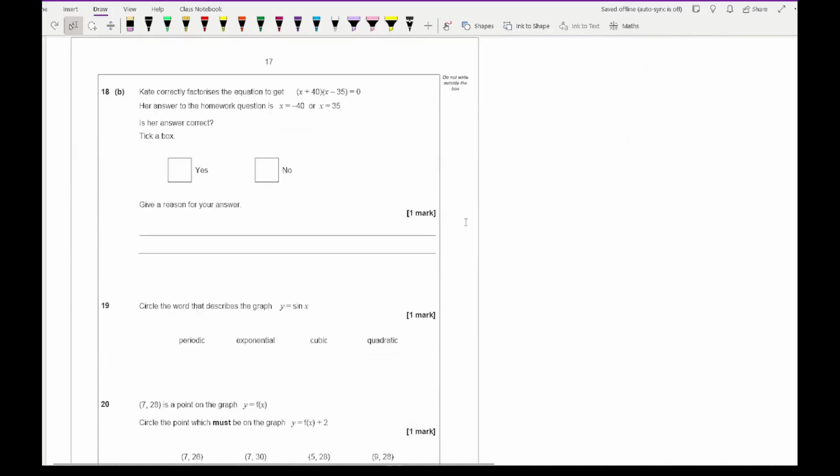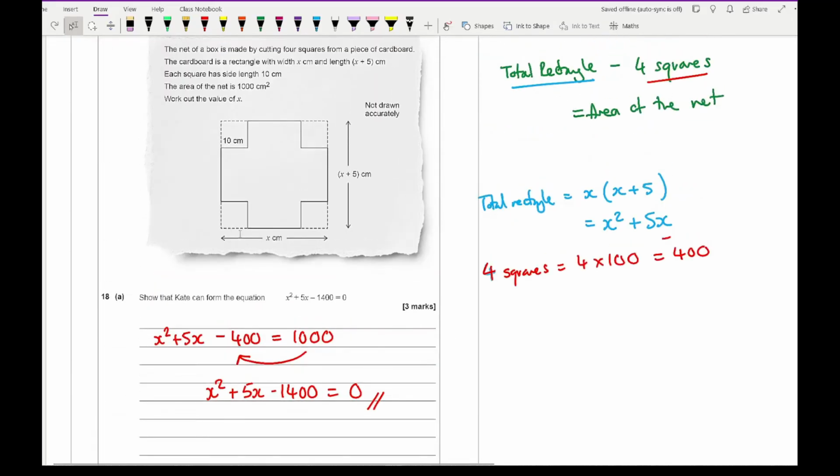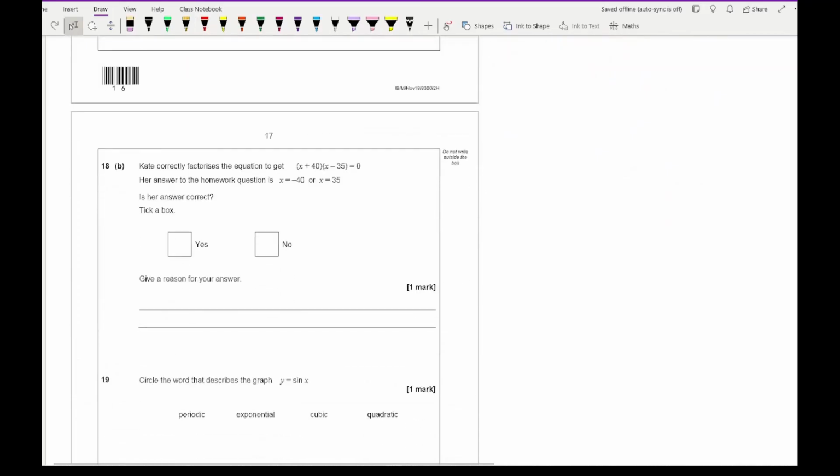Now the second part, 18b, says Kate correctly factorised the equation to get x plus 40 and x minus 35 equals 0. The answer in the homework is x equals minus 40 and x equals 35. Is her answer correct? Now for this, obviously, because x is the width of the actual paper, x can't be a negative number. So the answer is no.